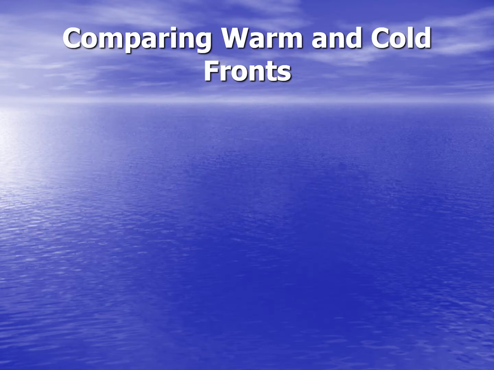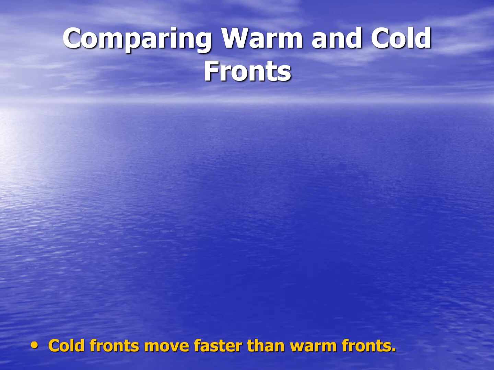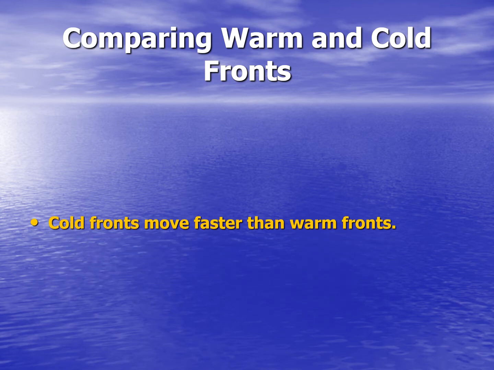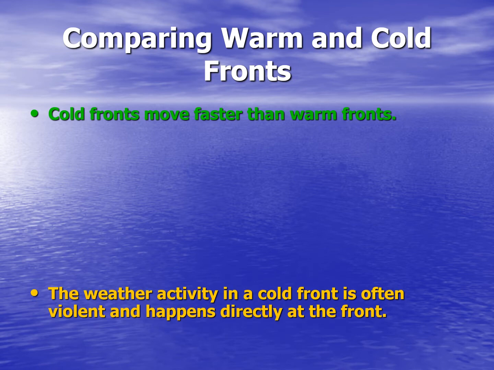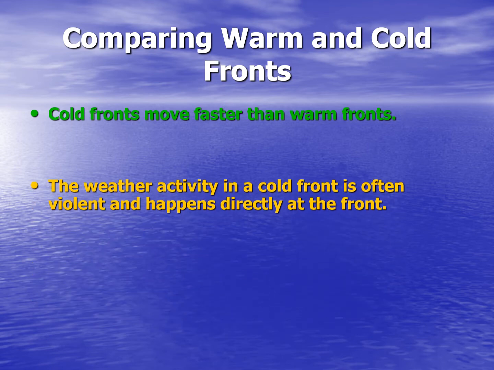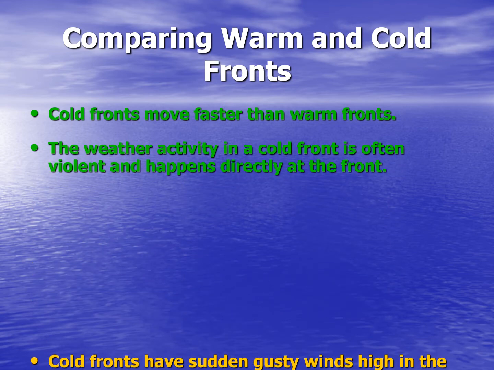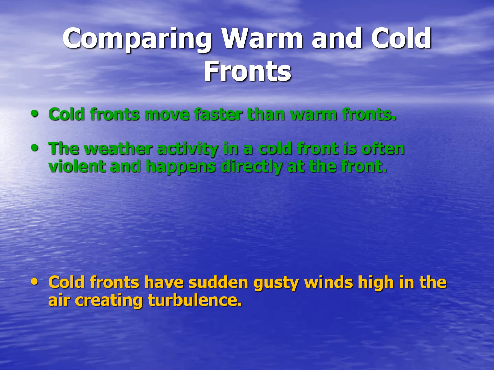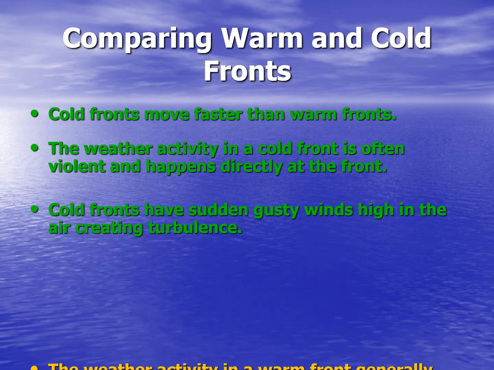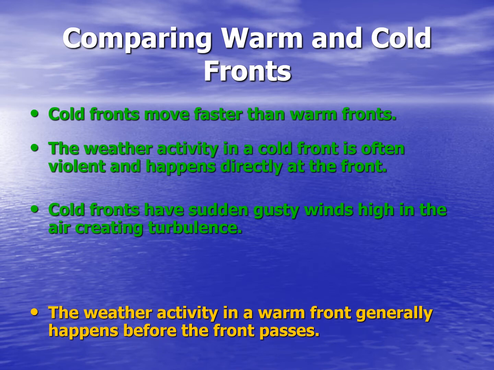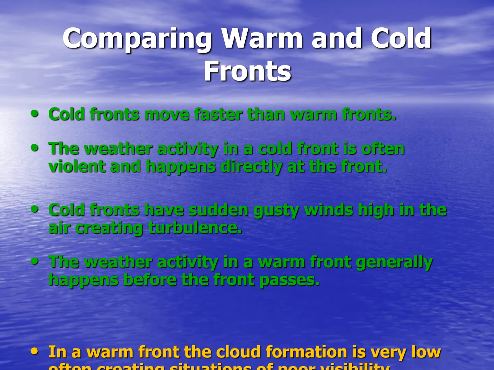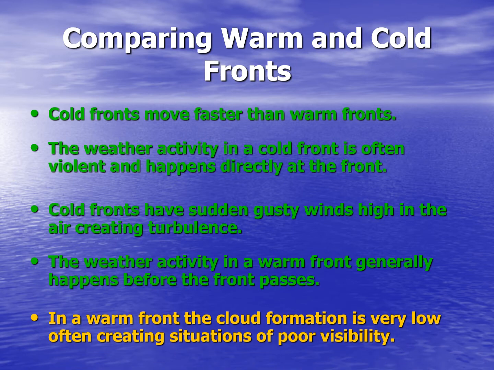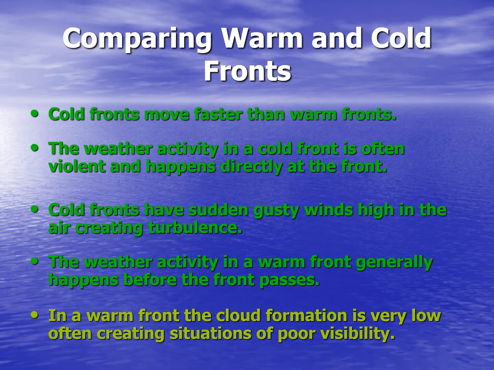Cold fronts move faster than warm fronts. The weather activity in a cold front is often violent and happens directly at the front. Cold fronts have sudden gusty winds high in the air, creating turbulence. The weather activity in a warm front generally happens before the front passes. In a warm front, the cloud formation is very low, often creating situations of poor visibility.